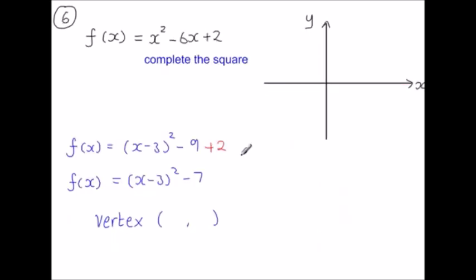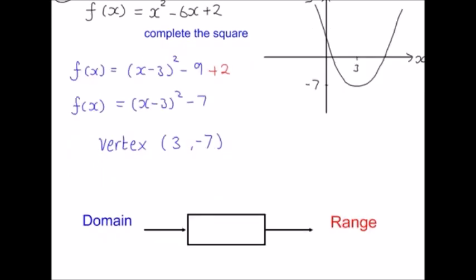Example 6. We complete the square to get this. The vertex will be at 3, minus 7. So the domain x can take any real value. The range, the lowest point here is y equals minus 7, so y is greater than or equal to minus 7. So the completed square form here is really useful.